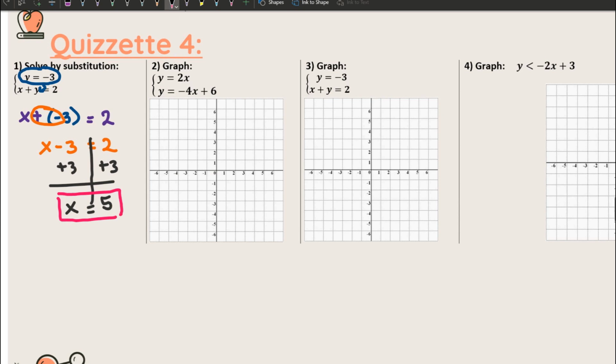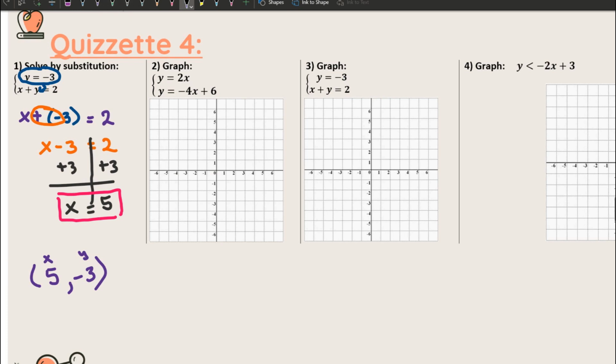Now, since we're solving a system, we try to find a solution of the system. So your answer has to be in x, y ordered pair form. The x value which we solved for is 5, and then the y value is given, which is negative 3. Alright, so now we're going to go to part 2.